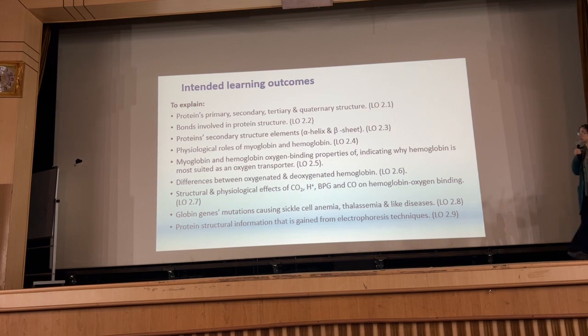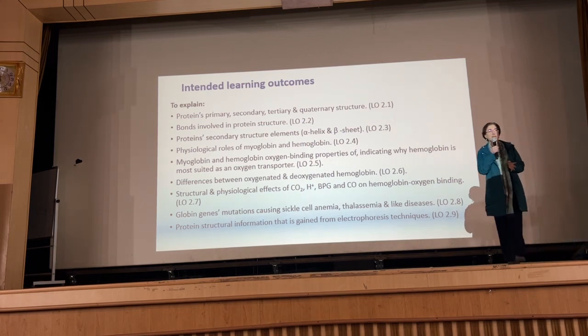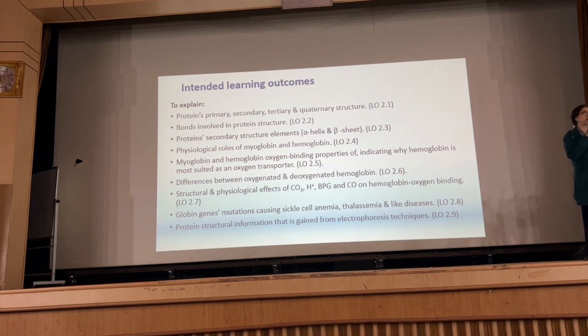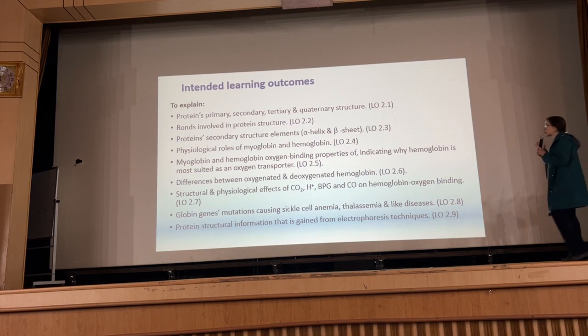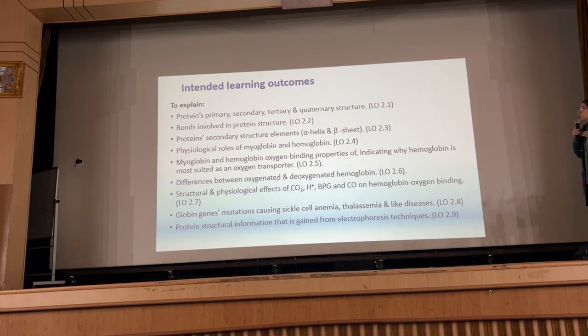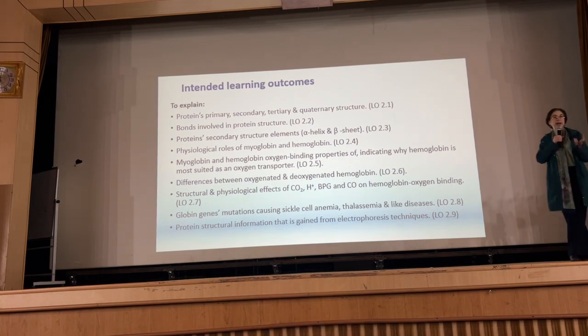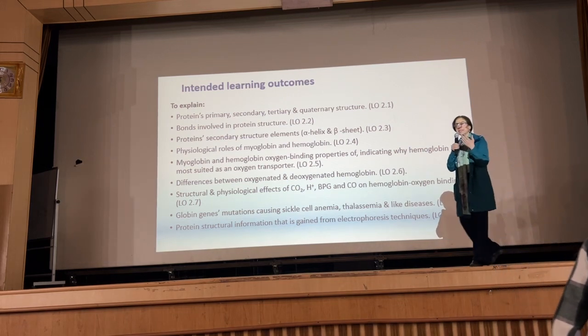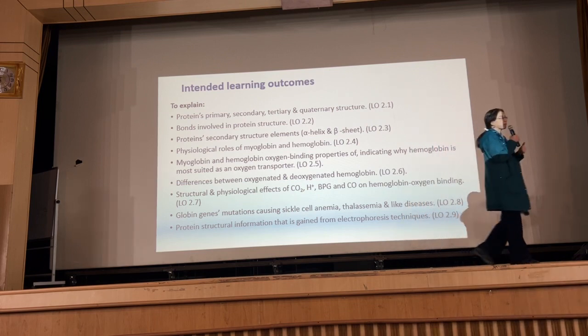So the intended learning outcomes of this lecture are to understand protein structure, the levels of structure, what we mean by primary, secondary, tertiary, quaternary, and what the bonds involved are, and what the specific features of secondary elements of protein structure are. Then we talk about myoglobin and hemoglobin, how they bind oxygen, what the difference between their oxygen binding is, and what the factors are.